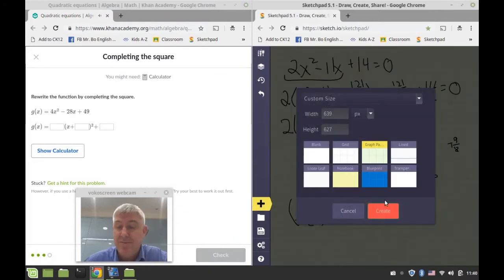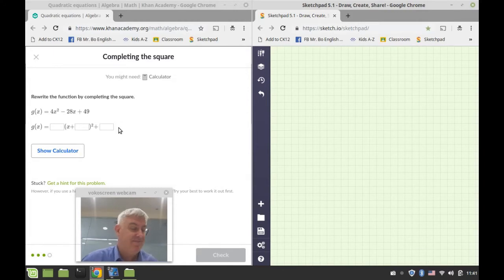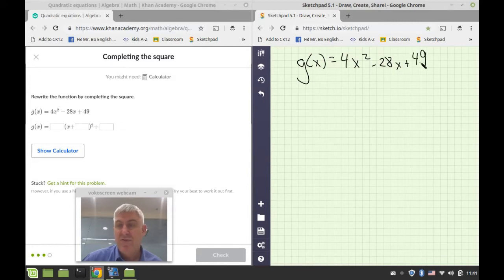And here's our last one. Let's go ahead and take a look at that. It says rewrite the function by completing the square. So we have, that is not f, that is g. We have g of x is equal to 4x squared minus 28x plus 49. And I'm going to take this part and put it over here. I want to factor out the 4, so x squared, negative 28 divided by 4 is negative 7, so minus 7x.